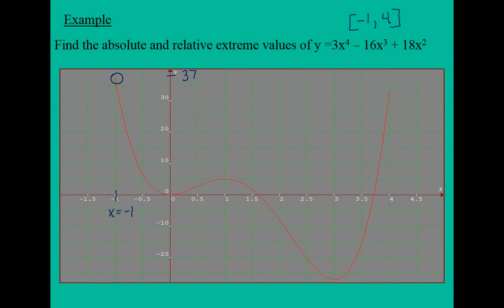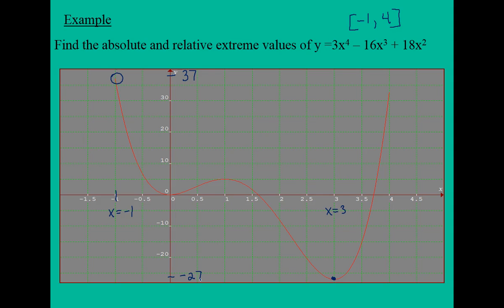An absolute minimum occurs here at x equals 3. And that value appears to be -27. So we have an absolute minimum when x equals 3, and the absolute minimum value is -27.